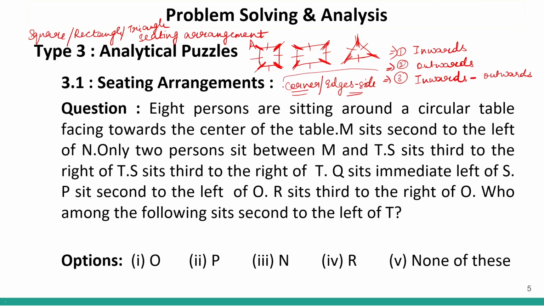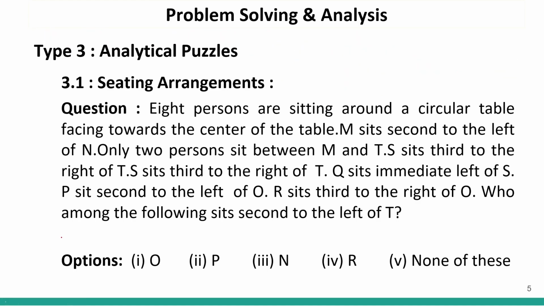So this thing is specifically for your square, rectangle, triangle seating arrangement. And these three things are always there. Okay. Now, let us see the last one. The last possibility is parallel rows seating arrangement.